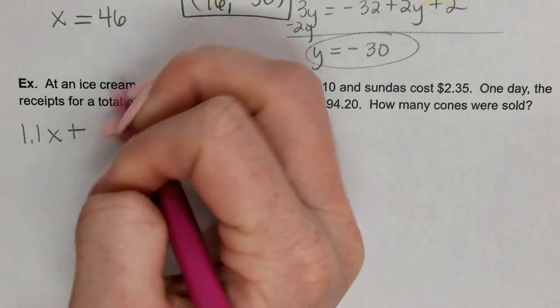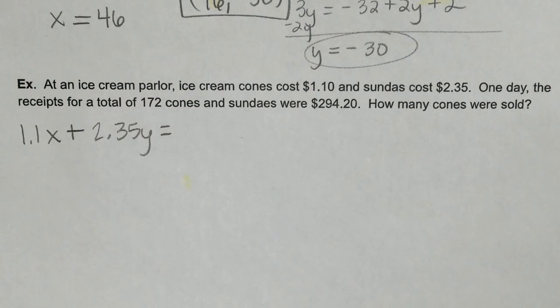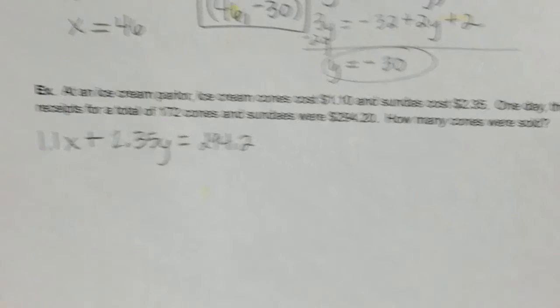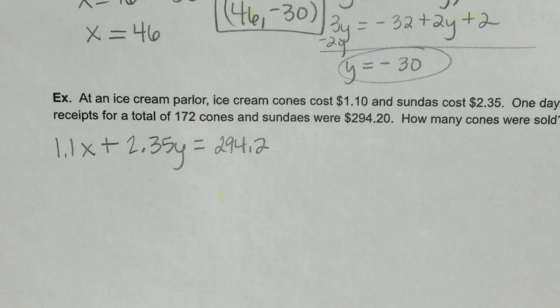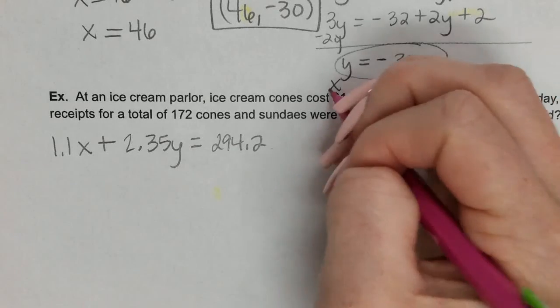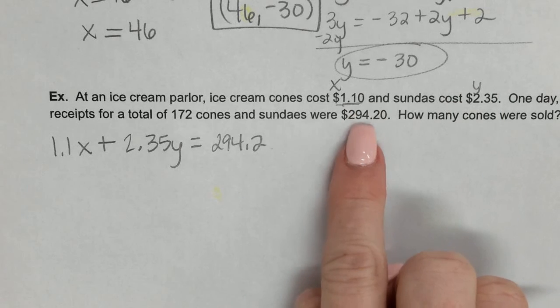1.1x plus 2.35y has to total to 294.2. How did he get that? Because these are the money, and he said ice cream cones were x, sundaes were y, and the cost of those had to equal that.